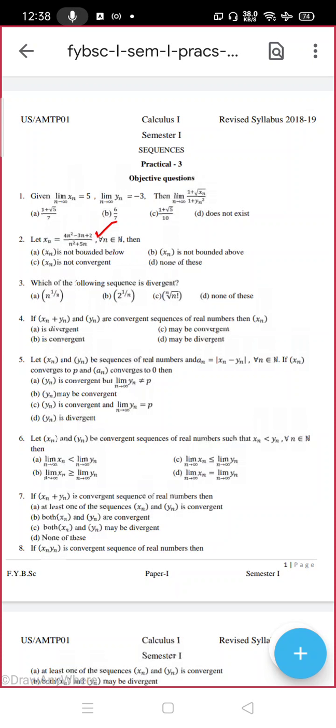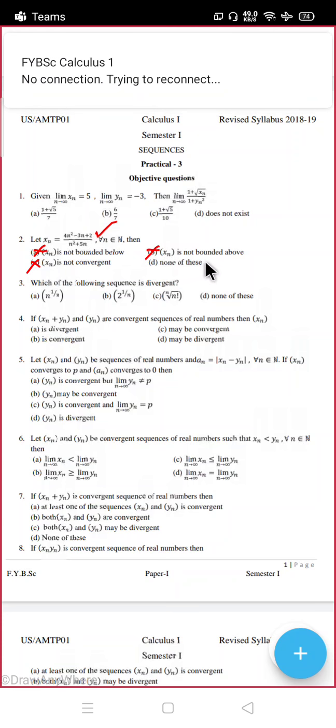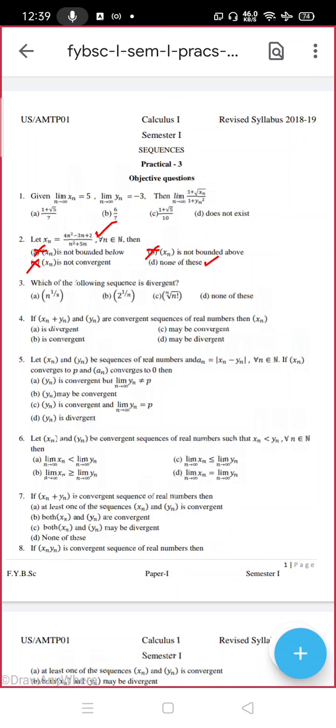Which option? The first option is saying xn is not bounded below. That is definitely wrong. Xn is not bounded above. That is definitely wrong. Not convergent. We just now saw that it is convergent. So this is wrong. The option must be D. None of this. Perfect. Do you agree, everyone? Yeah, nice. Okay, what about this one, third one?